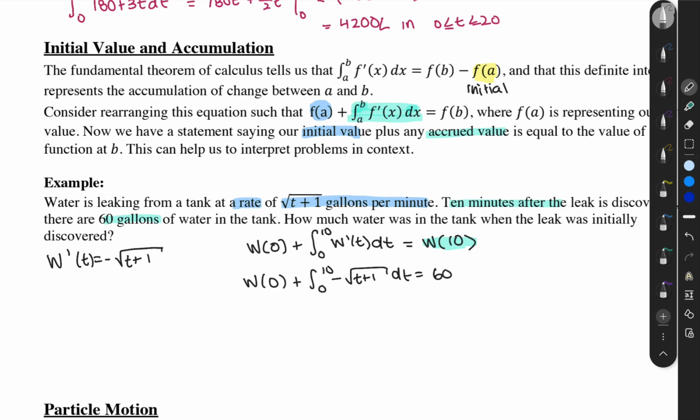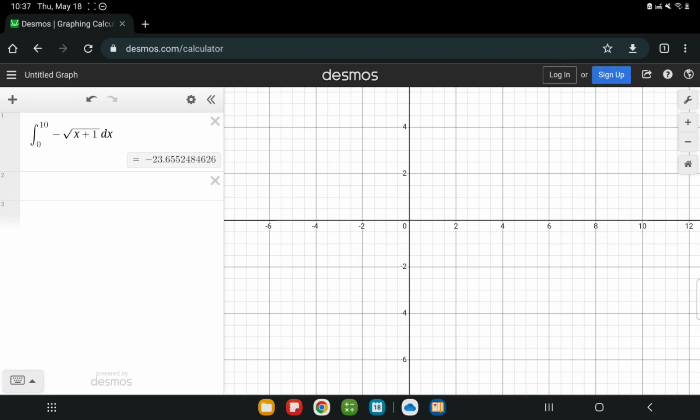Now, we haven't gone over how to integrate these functions just yet. So we can plug this into a calculator. All right, so here I've just typed it into Desmos. We'll look at this on a graphing calculator in the future, but it gives me a value. And we'll look at how to solve this algebraically in the future as well. But it gives me a value of negative 23.655. So let's go back to our notes.